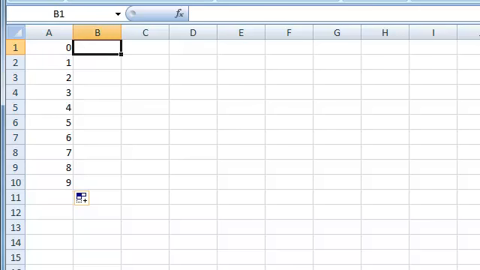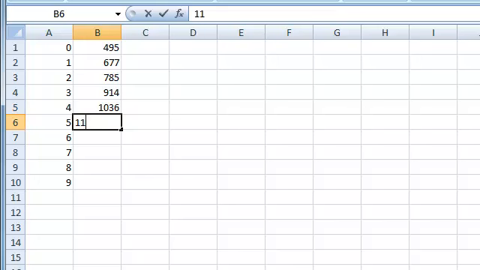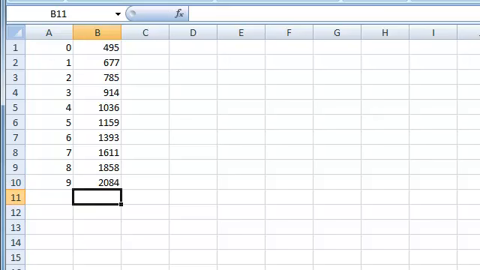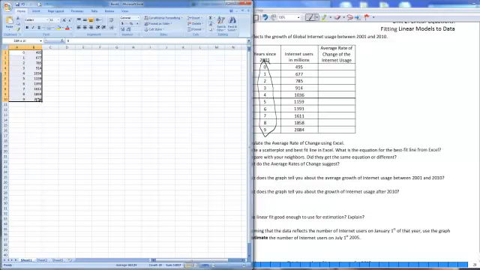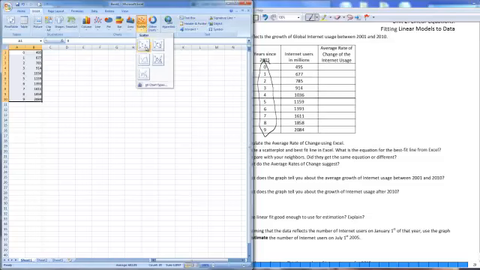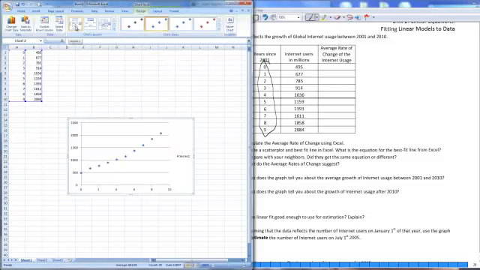And now over here I'm typing in internet users in millions. We have 495, 677, 785, 914, 1036, 1159, 1393, 1611, 1858, and 2084. So here's how we do a scatter plot. Grab both columns, go to Insert, Scatter, Layout 9. Now look at these points.